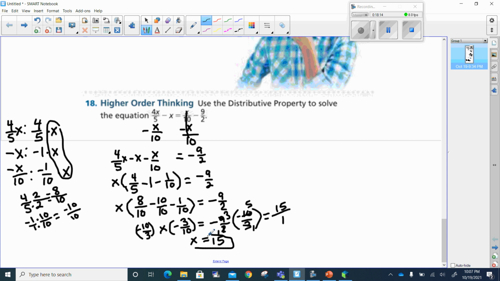That must be my answer. A weird way of solving the problem, but that is the way using distributive property.